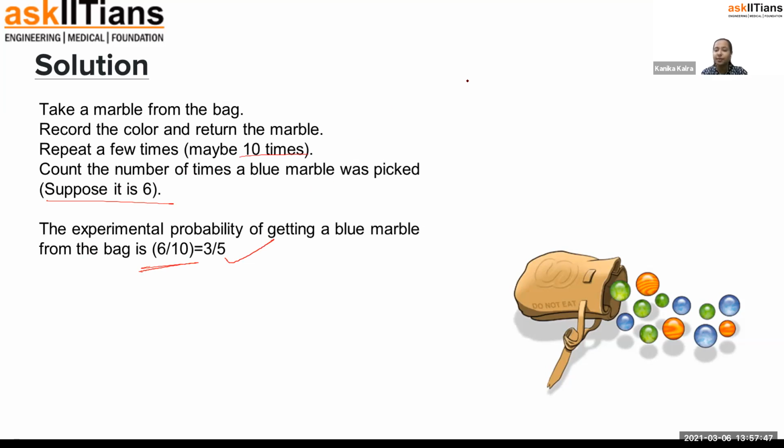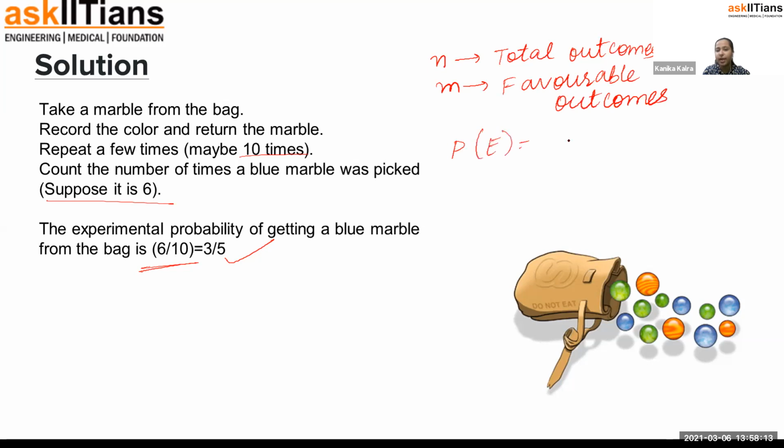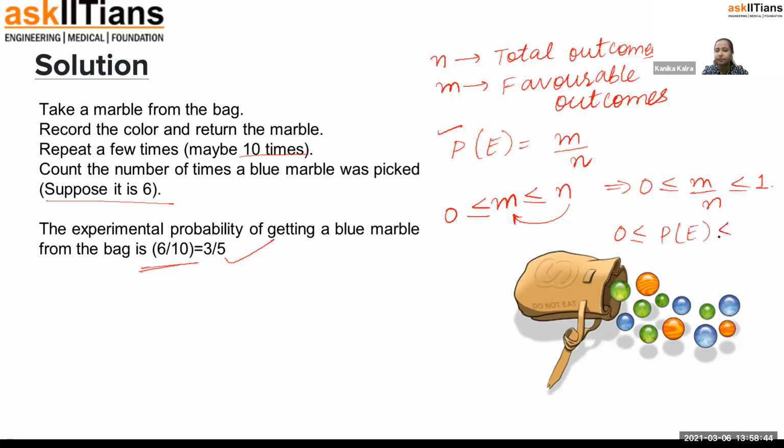Now, one more thing. As we discussed, probability lies between 0 and 1. So let's take N as the total outcomes and M as the favorable outcomes. The probability of event E would be equal to M over N. Now, M cannot be greater than N, but it could be less than or equal to N, and greater than or equal to 0. So if I divide by N, we are left with 0 less than or equal to M over N less than or equal to 1. M over N can be represented as the probability of event P. So this shows that the probability of event E lies between 0 and 1 only.